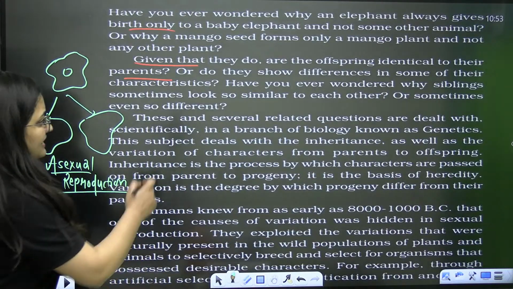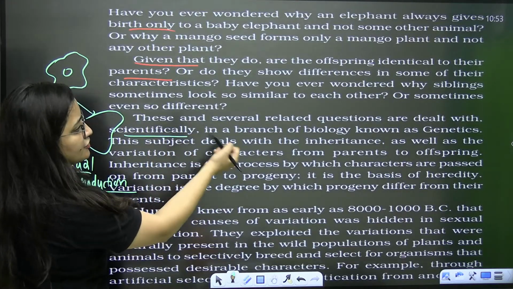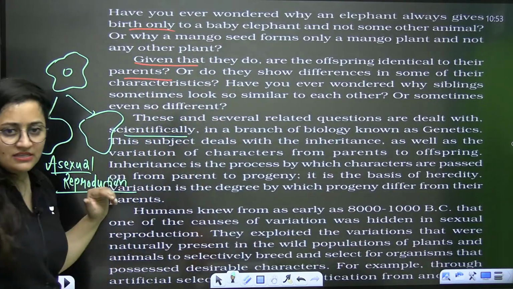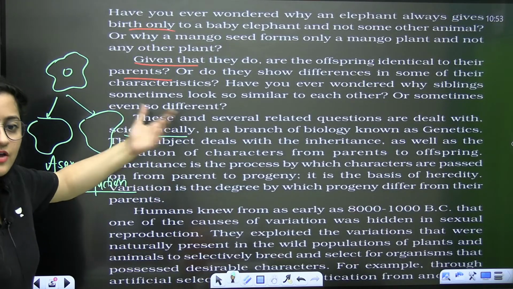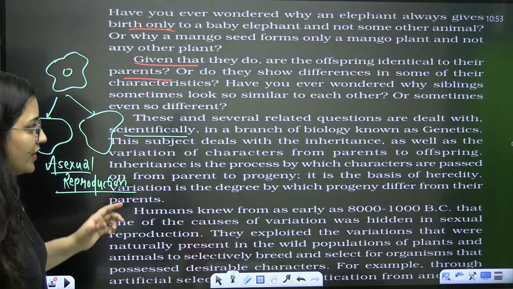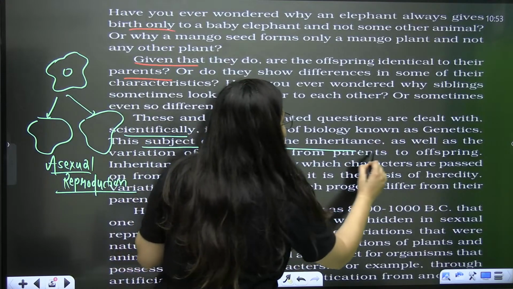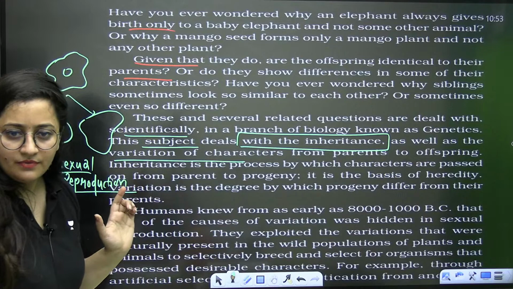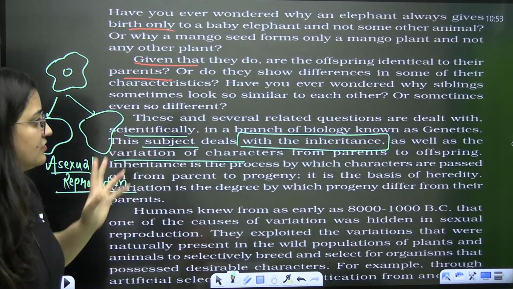So these and several related questions are dealt with scientifically in a branch of biology known as genetics, right? So in genetics, we discuss why parents and offsprings are not identical, or why humans are giving birth to humans. Everything we are going to discuss in genetics. It is clearly mentioned here that this subject, genetics, deals with the inheritance as well as variation of characters.